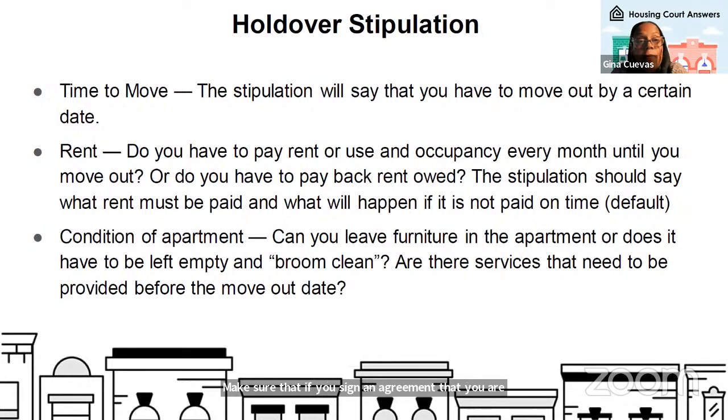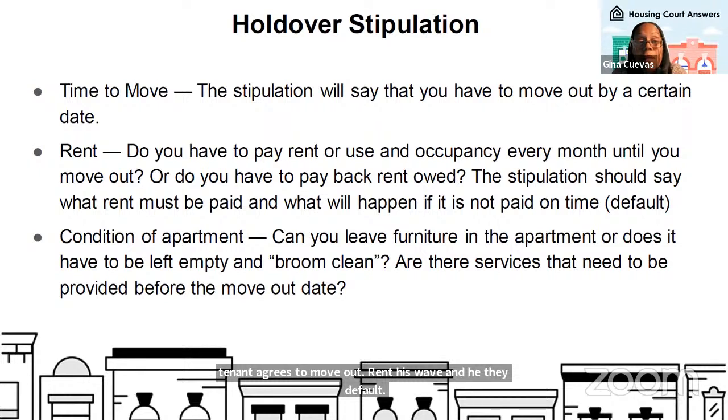Rent: do you have to pay rent or use and occupancy every month until you move out? Or do you have to pay back rent owed? The stipulation should say what rent must be paid and what will happen if it's not paid on time, if you default. In some stipulations, we will see what happens if a tenant agrees to move out, rent is waived, and they default and do not move out. They will probably be responsible for paying those rent arrears that were waived.